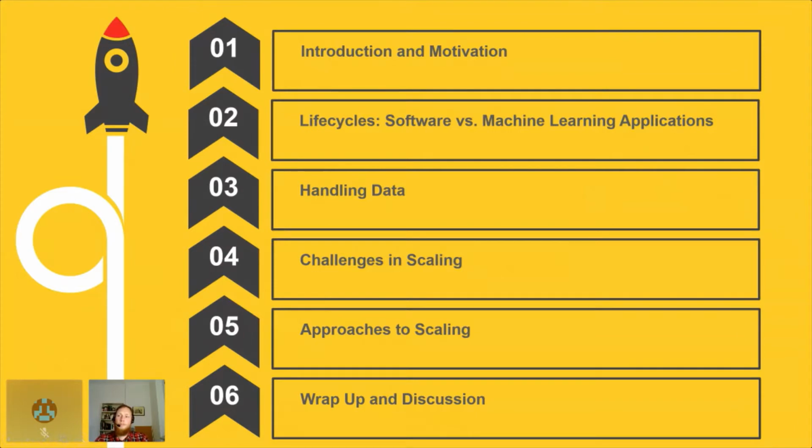Second will be the first technical differences between software and machine learning applications, basically the life cycles. The next topic will be about handling data. You will notice it's a big part of machine learning, this data stuff, and that's why a big portion of the talk will also be about data. We finally arrive at discussing the challenges in scaling and how to approach these challenges. These are just suggestions from my side and what I found out so far, what works for me, and a wrap up and hopefully a discussion in the end.